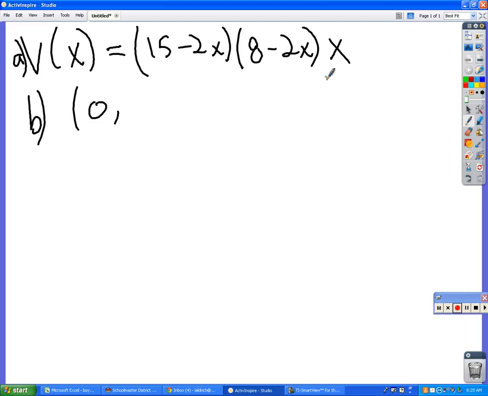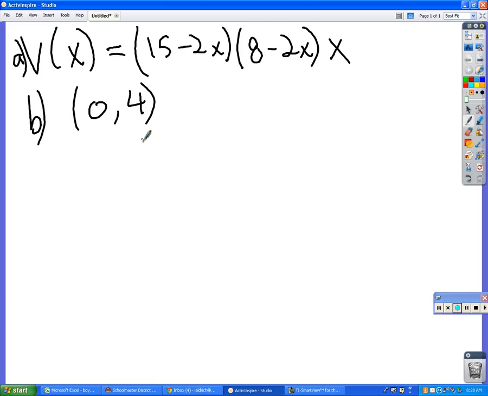It is not 8, because if I plug 8 into here, 2 times 8 is 16, and 15 minus 16 is negative 1, so 8 is too big. 7? Okay, 2 times 7 is 14, so that works, but what about this one over here? No, too big. Okay, 4. If I cut out 4, then this would be 0, right? So the smallest would be 0 and the biggest would be 4.